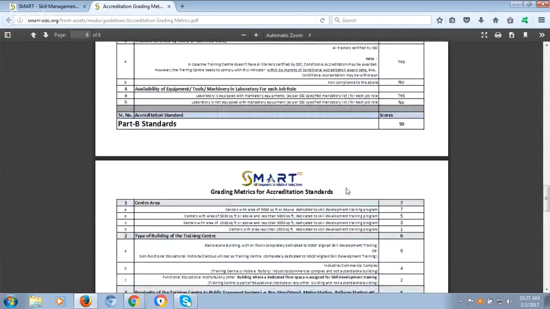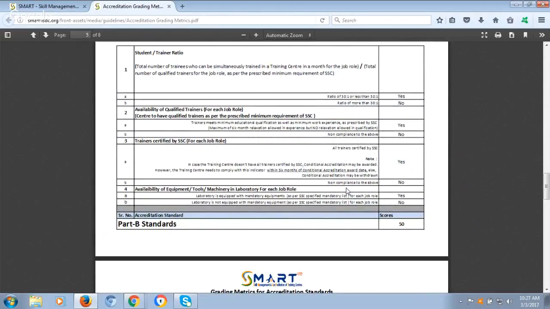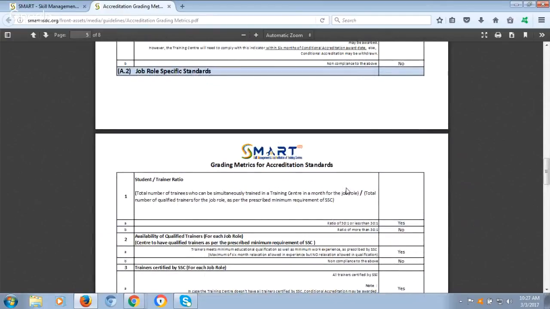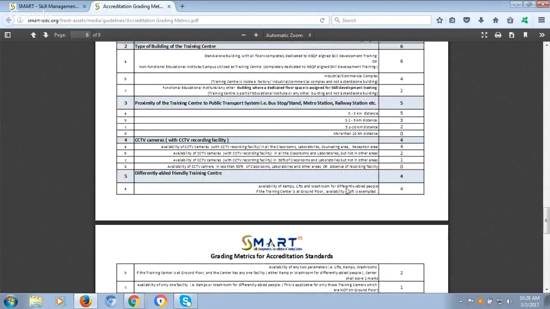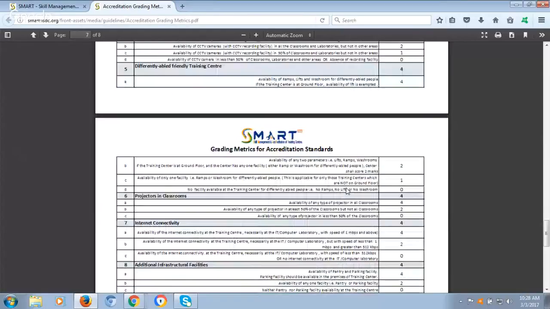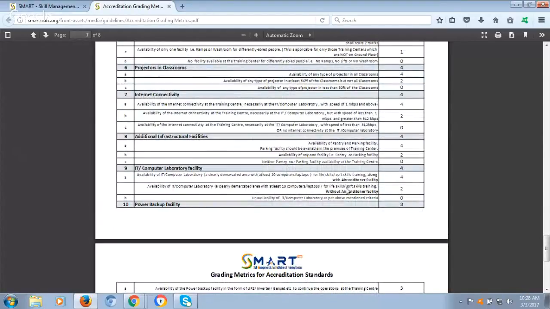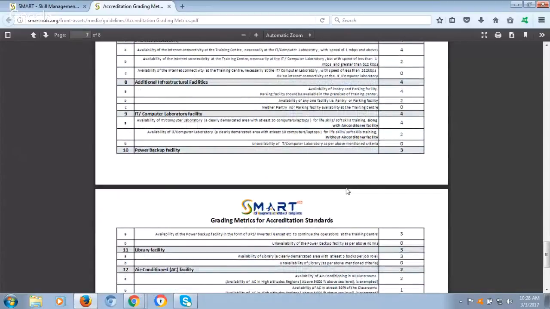They have defined two sections, part A and part B. Part A is compulsory. Before you get accredited or conditionally accredited, you have to fulfill these criteria. In part B, they can relax for 6 months. You can be given conditional accreditation for 6 months, and you will have to fulfill those criteria within 6 months. For example, if you don't have CCTV cameras, you can be given 6 months. If you don't have an Aadhaar-based biometric system, you can be given some time.